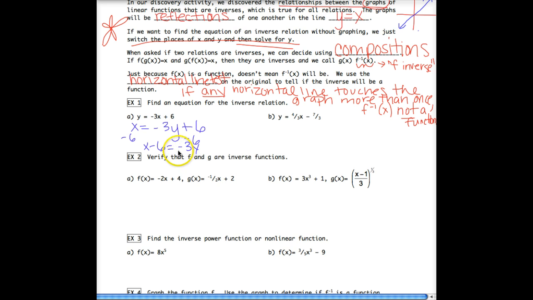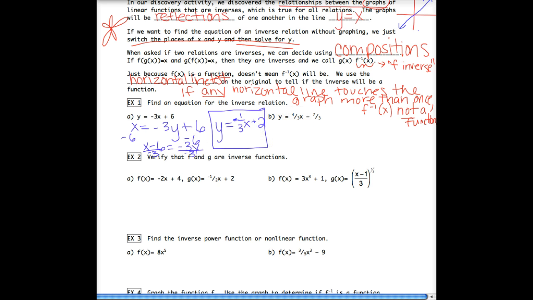And then divide by negative 3. So y equals 1x divided by negative 3 is negative 1/3 x. Negative 6 divided by negative 3 is positive 2. So negative 1/3 x plus 2 would be the inverse relation for y equals negative 3x plus 6. So let's try that again.